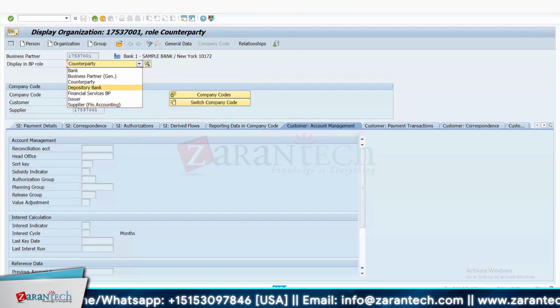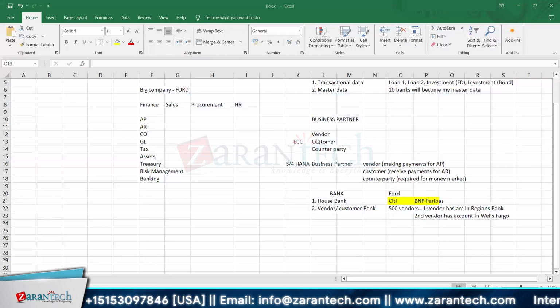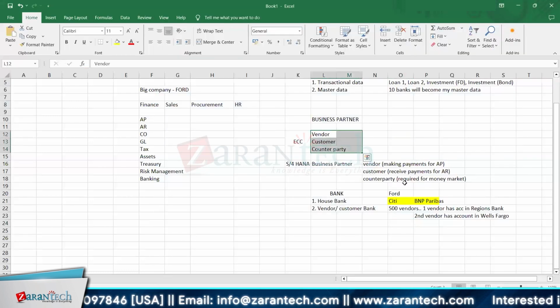So as I was explaining previously, in ECC we used to have separate roles for every master data. Vendor master is separate, customer is separate, counterparty is separate. There can be other roles like credit management. If you implement credit management, you can have more things like credit limit, etc. So that can be a separate role. Now, business partner is not a new concept. Business partner was there even in ECC, but it was used only for treasury or FSCM. For finance, we used to have vendor and customer.